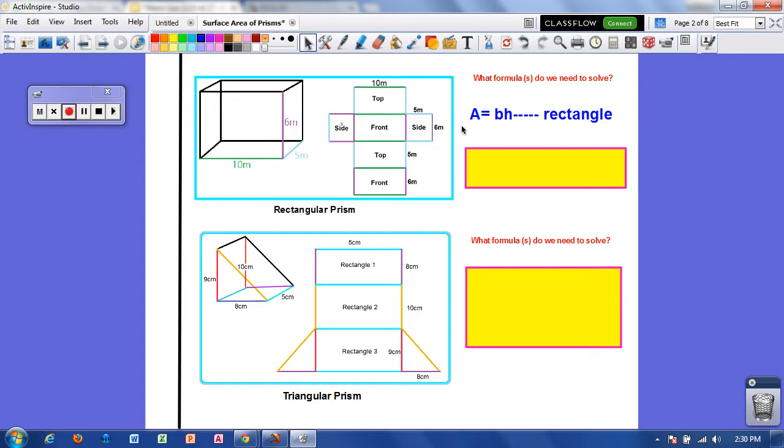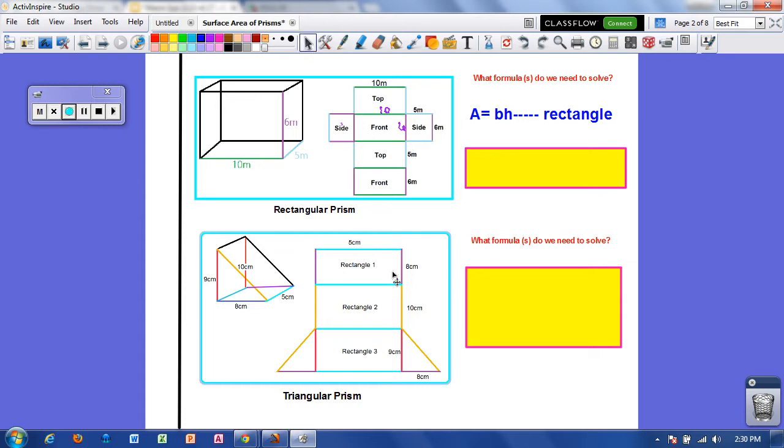I also want you to notice that in this net, it already has some dimensions for you. If we take the front side of this rectangular prism, we notice that it has a base of 10 and a height of 6. If you look over here at this front, this measures 10, this will also measure 10, and this measures 6, this will also measure 6. So the front side here also has dimensions of 10 and 6.